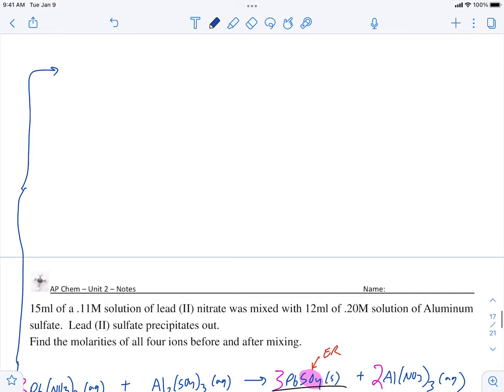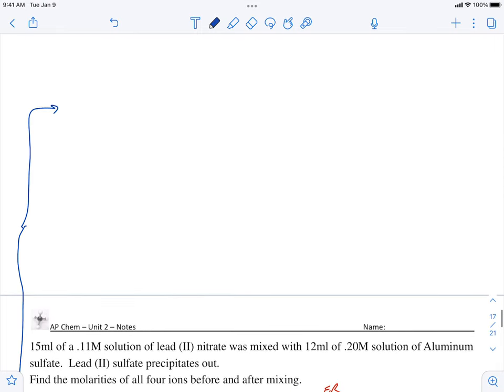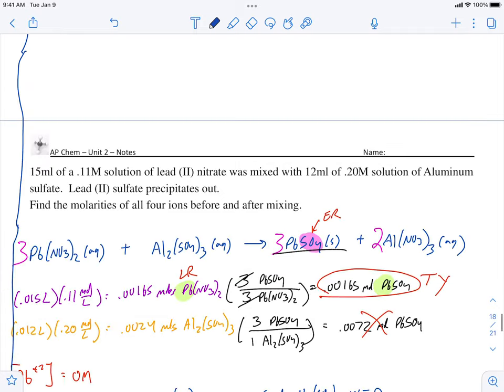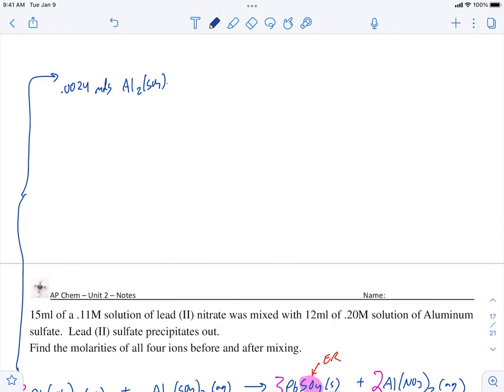Okay, so the number of moles of the aluminum started as 0.0024 moles of aluminum sulfate. In every aluminum sulfate, there are 2 aluminum ions. So that means there's 0.0048 moles of aluminum ion floating around. Aluminum is a spectator. It did not react. Therefore, we don't subtract anything from its moles. We just take the number of moles and we divide by the volume, 0.027 liters. 0.17 repeating, let's call it 0.18.